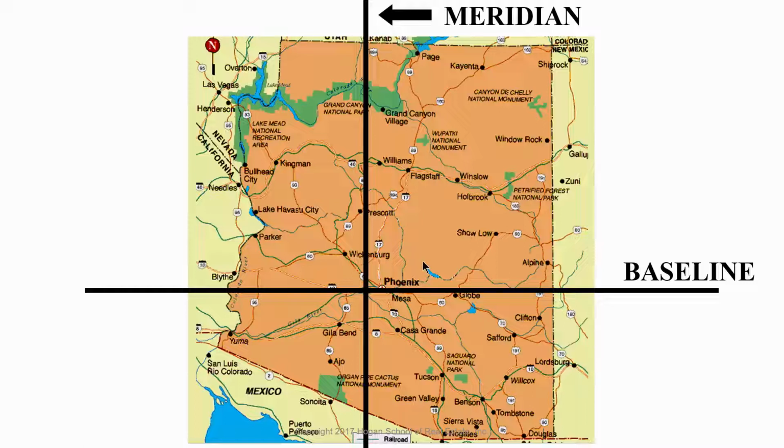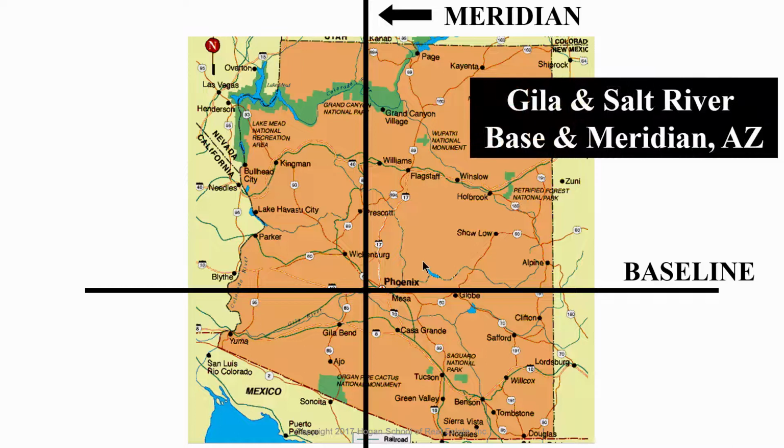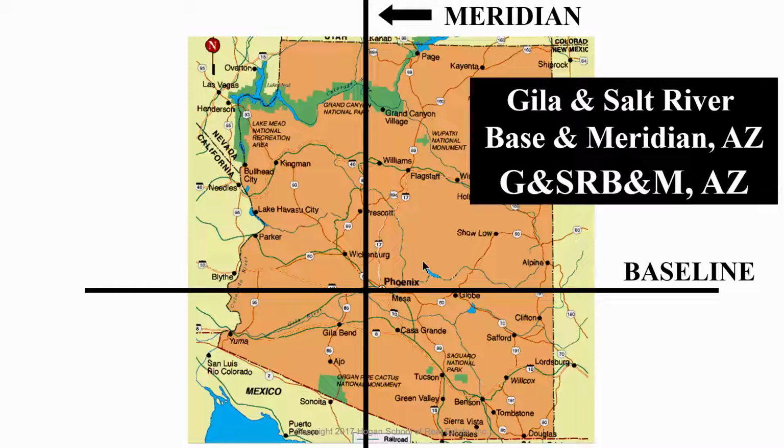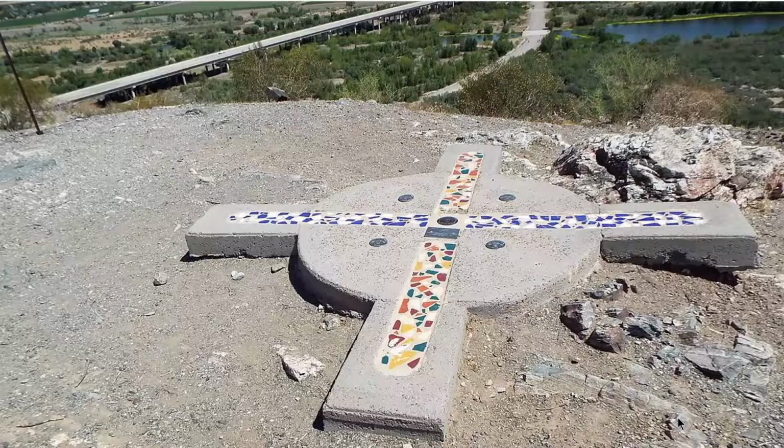These two lines, the baseline and meridian, intersect at the intersection of the Gila and the Salt Rivers, and they break the state down into 4 sectors or quadrants. The survey is known as the Gila and Salt River Base and Meridian, Arizona, commonly abbreviated G&SRB&M, Arizona. These points of reference, this baseline and meridian, are the basis for all government survey descriptions here in Arizona.